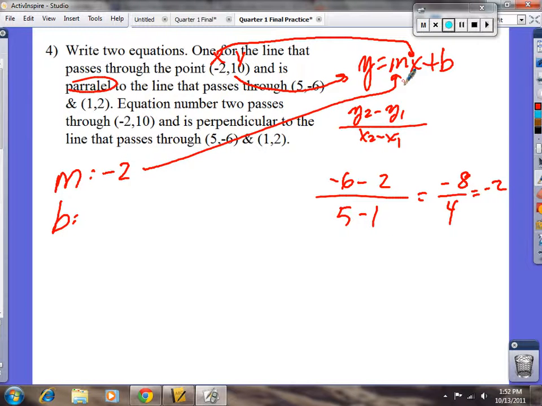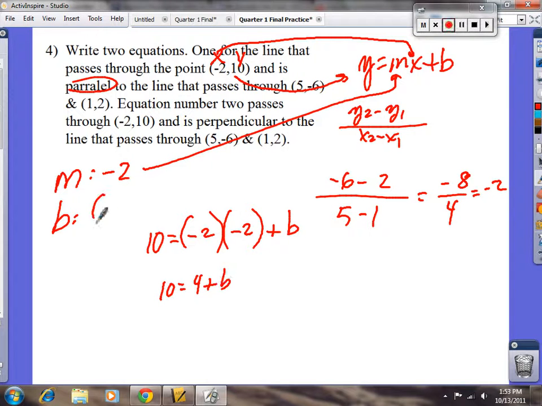So we're going to go 10 equals m, that's negative 2, times x, which is negative 2, plus b, and we don't know what b is, so leave it as the variable. That's the unknown. So negative 2 times negative 2, 10 equals 4 plus b. So what number plus 4 is 10? b has to be 6. So now we're done. Plug it in. y equals negative 2x plus 6.